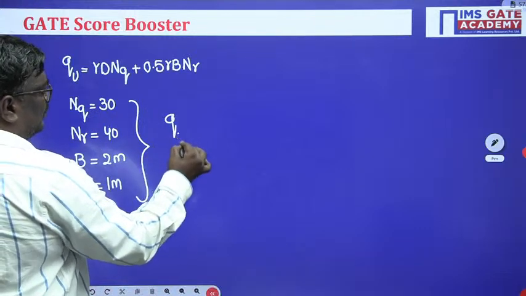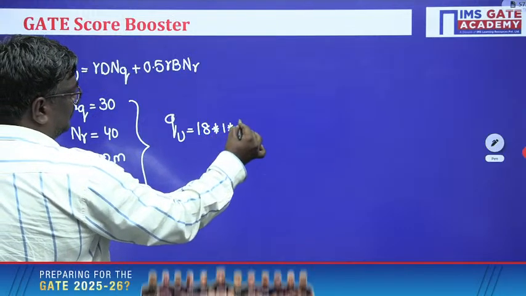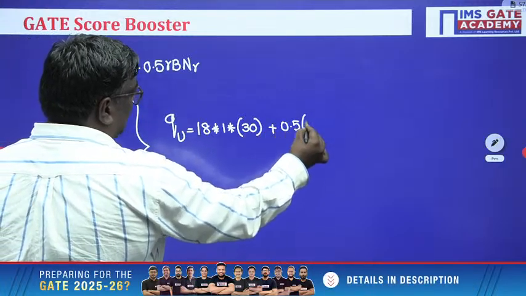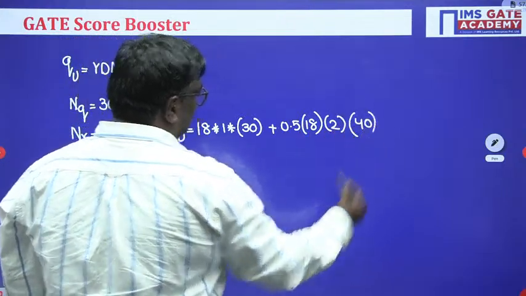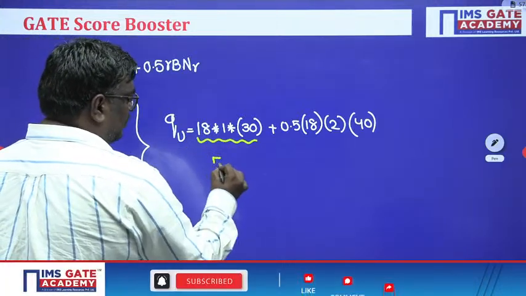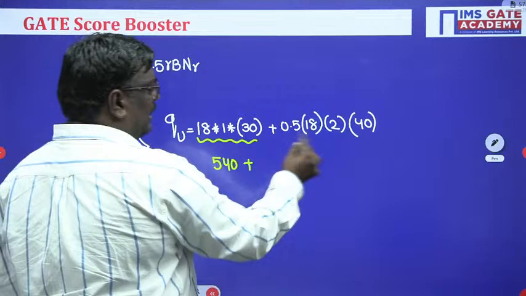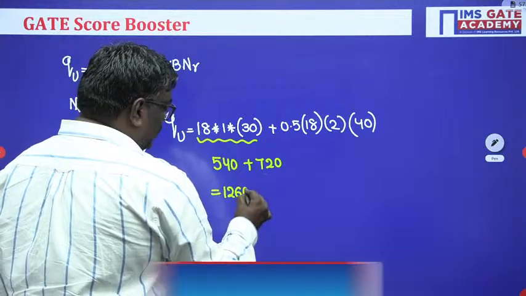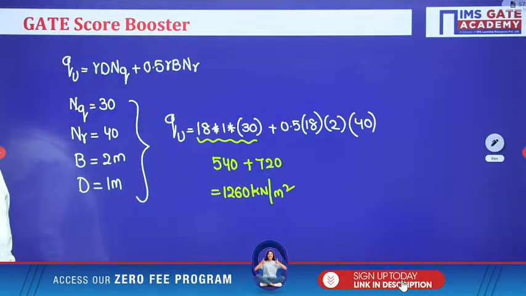So q_u is equal to 18 into depth 1 meter into Nq 30 plus 0.5 into gamma B, 18 into width 2, into N gamma 40. So if I solve this, 18 into 30 is 540 plus 0.5 into 2 into 18 into 40, that is 720. So if you solve this, ultimate bearing capacity will be 1260 kilonewton per meter square. Am I correct or wrong, my dear students?